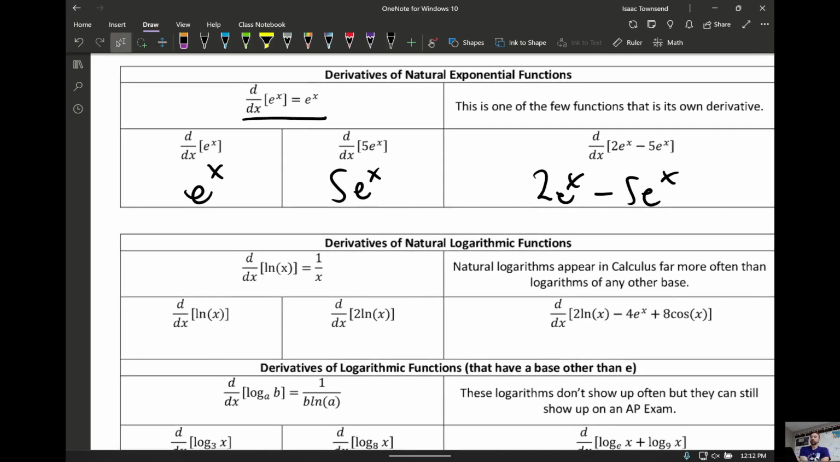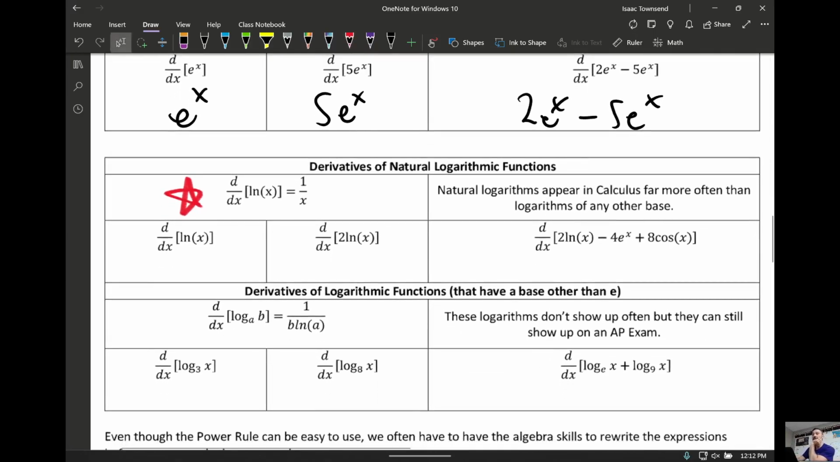Okay, and then logarithms. This one's pretty important. The next one, not so much. We don't use the derivative of log too much, but the derivative of natural log of x we use quite a bit. And it is 1 over x. The derivative of natural log of x is 1 over x. So if I make it 2 natural log of x, the derivative of that would be twice as big.